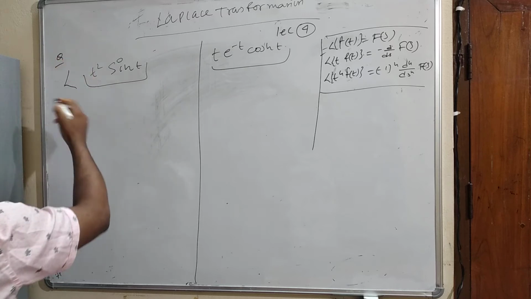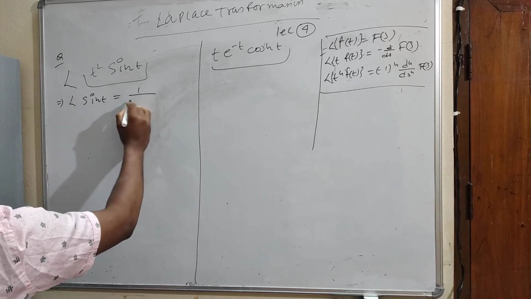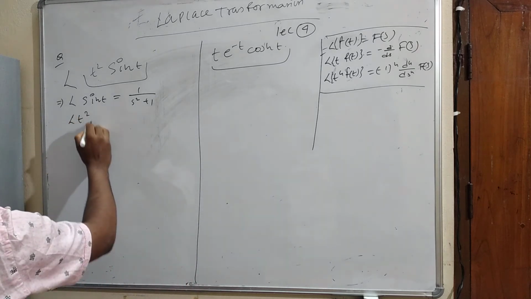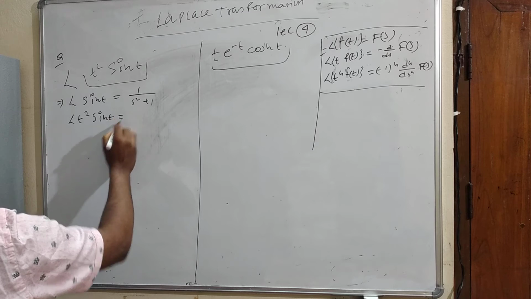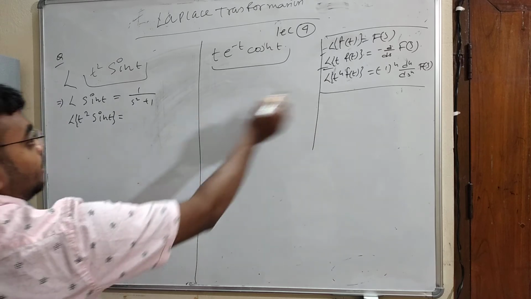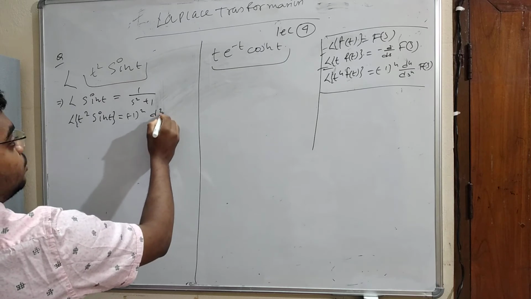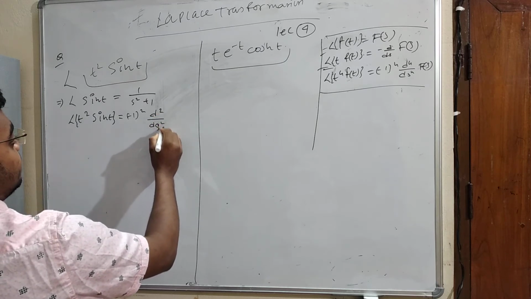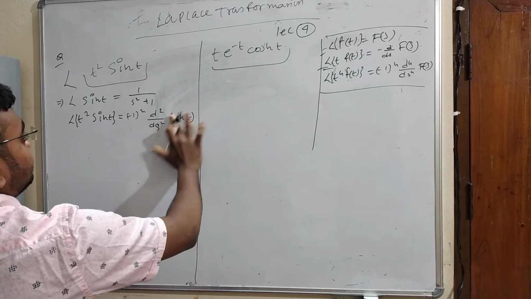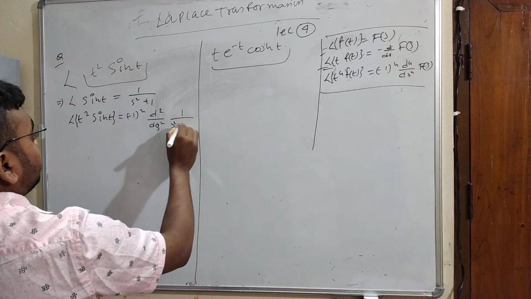Question is this. So Laplace of sin t is equal to what? 1 upon s square plus 1, isn't it? And Laplace of t square sin t will be equal to, by the property, minus 1 square, just using the property, okay? And it will be the second order derivative of the Laplace of f of t. Laplace of sin t is 1 upon s square plus 1.